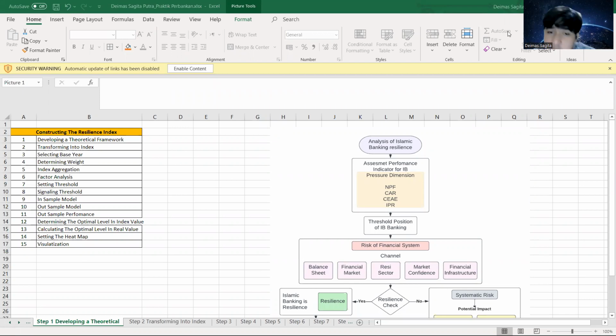Hello everyone. Today we will discuss Islamic banking practice, step 1 until step 9. In constructing the resilience index, there are 15 steps.